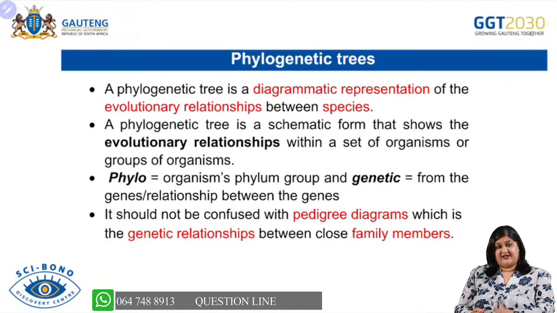Now, phylogenetic must not be confused with pedigree diagrams, which show genetic relationships between close family members, for example, a family tree. Now, I know you don't know this word yet, but in grade 12, when we do genetics, you will be learning about pedigree diagrams. Just keep the word in the back of your mind, so when you're approaching this topic next year, you will not confuse it with phylogenetic trees.